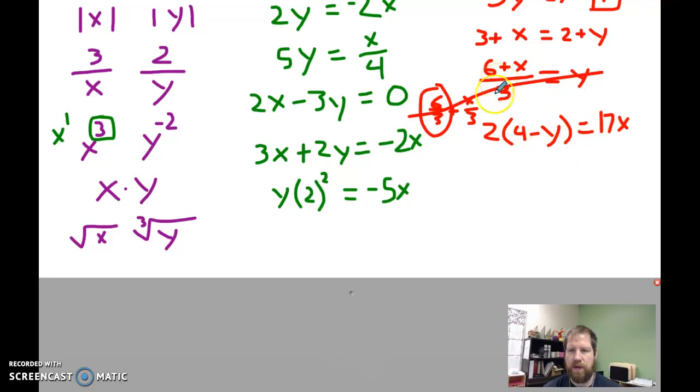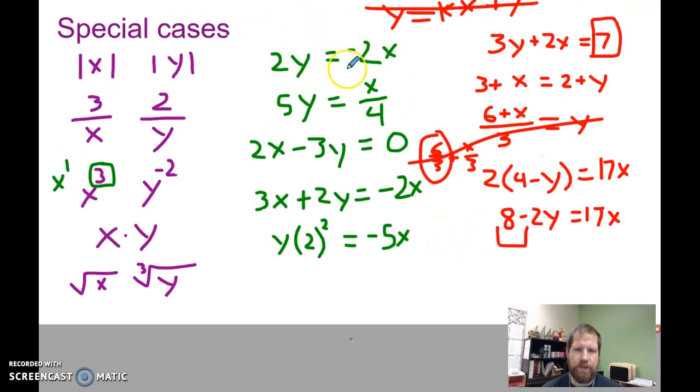And then this last one, pretty similar to the one above it. Once I distribute the 2 times 4 and 2 times negative y, I end up with 8 minus 2y equals 17x. Because it does have that extra constant there that 2y is being subtracted from, it's not going to make a direct variation equation.